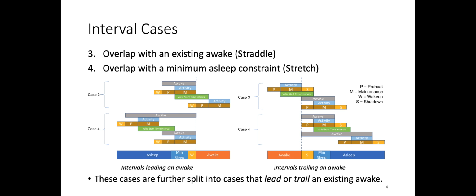And these cases are split into whether or not they lead or trail an existing awake. That's relevant because the wake up and shutdown time periods are not symmetric. In general, they may not be the same. There's also a minimum awake period and minimum asleep period, because you don't want the rover to be waking up and sleeping frantically all the time. That's not a very productive thing to do, because while you're waking up or shutting down, you cannot do science activities.